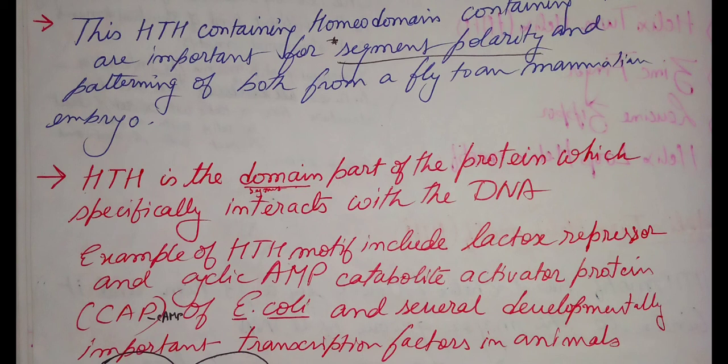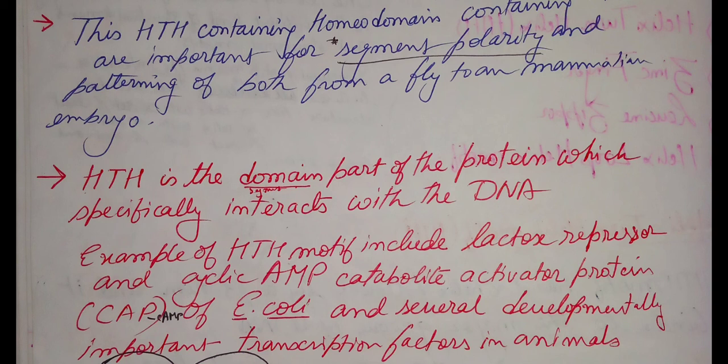Examples of this helix-turn-helix motif are your lactose repressor, and your catabolite activator protein, that we have just discussed during prokaryotic gene regulation, that is the lactose operon.